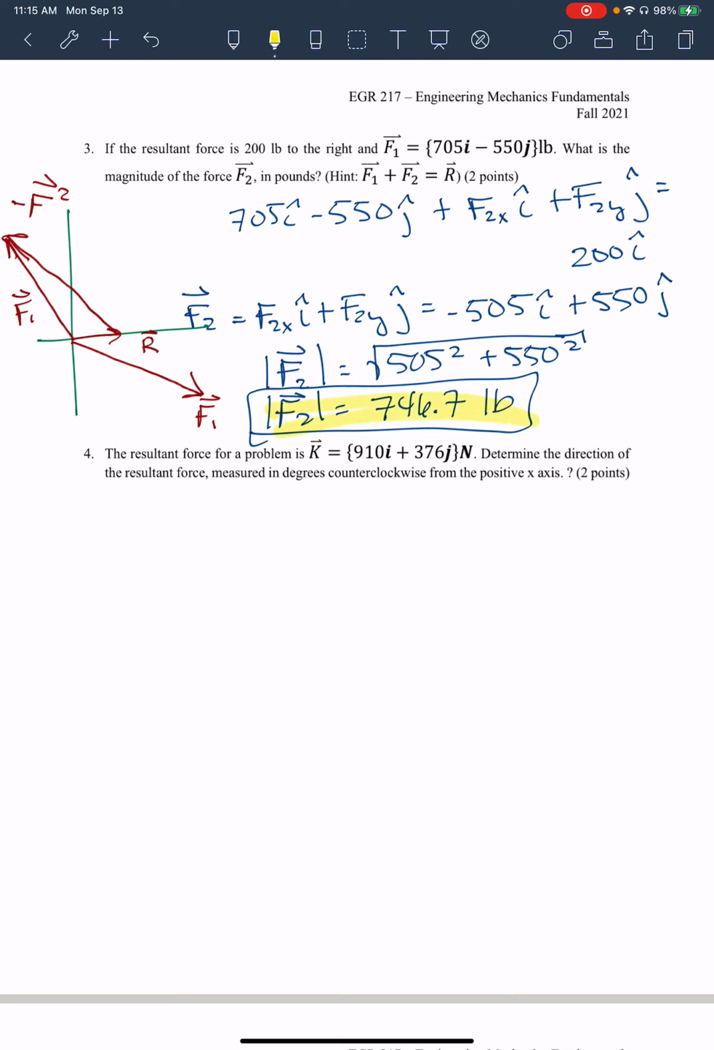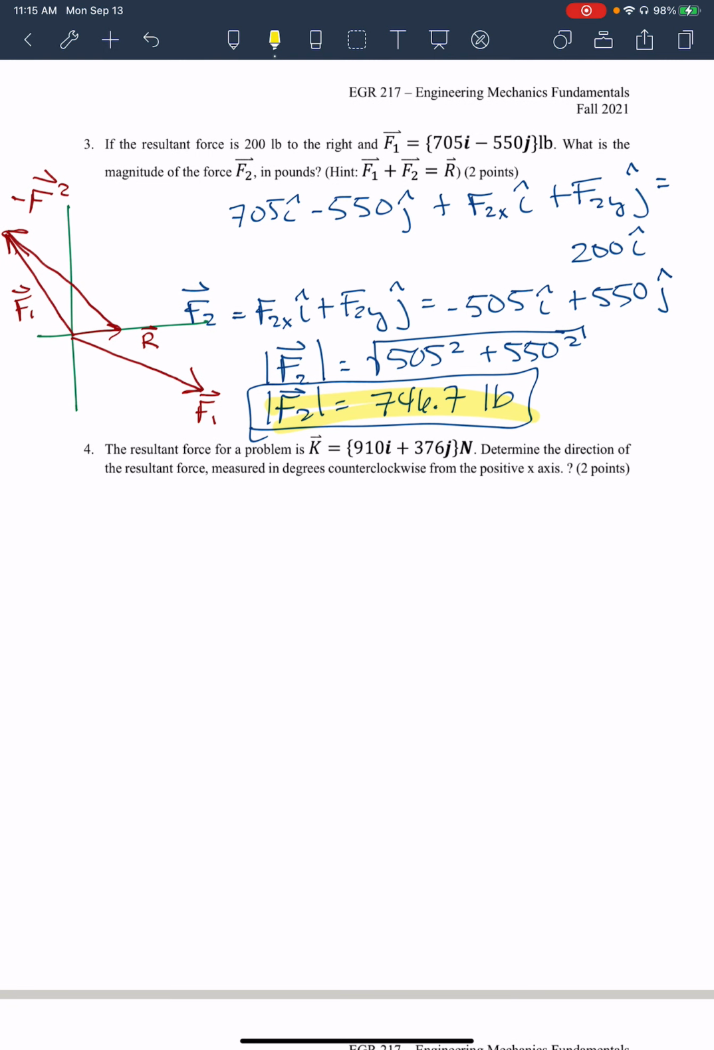So that's that. For problem 4, the resultant force is K equals 910i plus 376j. Determine the direction of the resultant force measured in degrees counterclockwise from the positive x-axis. So I think for this one I would do the same where I draw it out. So x, y, and it's 910i plus 376j. That force, so that's that K.